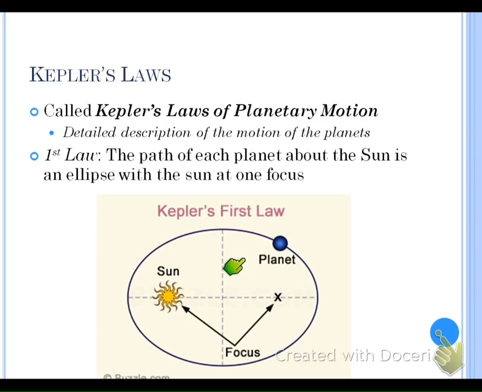All right, so here's this planet. It's orbiting in an elliptical path, not a circular path, and the sun is at a focus point. There's two focus points here. The sun will be at either one of those at any point during its orbit.